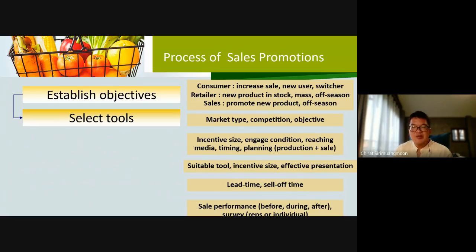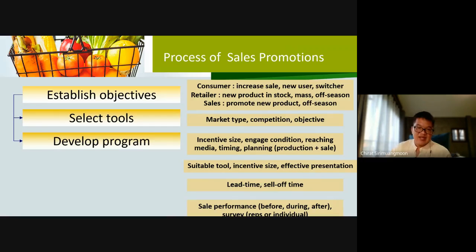The second one, select the tools. Make sure that you're concerned about the market type, the type of competition, and the objectives from the first stage. Then develop the program. You need to think about the incentive size. If the incentive size is not big enough, the consumer might not feel like your product is worth buying. So you need to create something big enough to draw attention from the consumers.